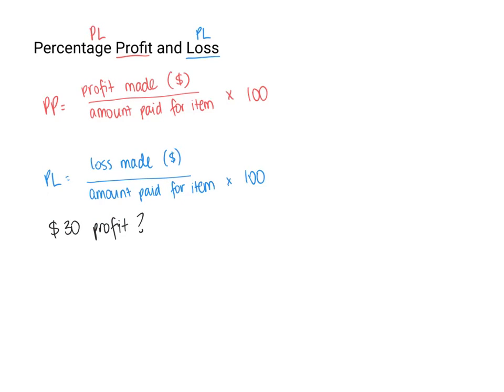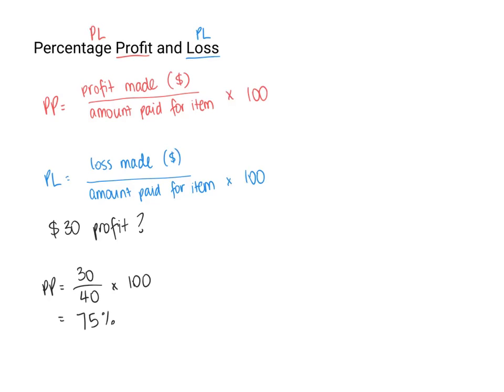All right, let's say the first example says that they bought it for $40 and they made a profit of $30. Well, let's use the percentage profit formula. They made $30 profit and they bought it for 40, times 100, that gives them a percentage profit of 75%, which is quite significant. They've sold it for 75% more than what it was worth to start with. So that was quite good.